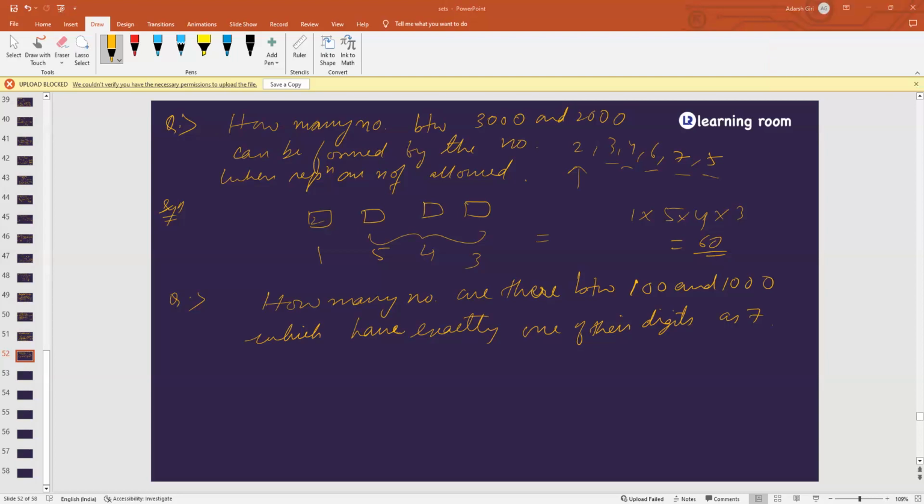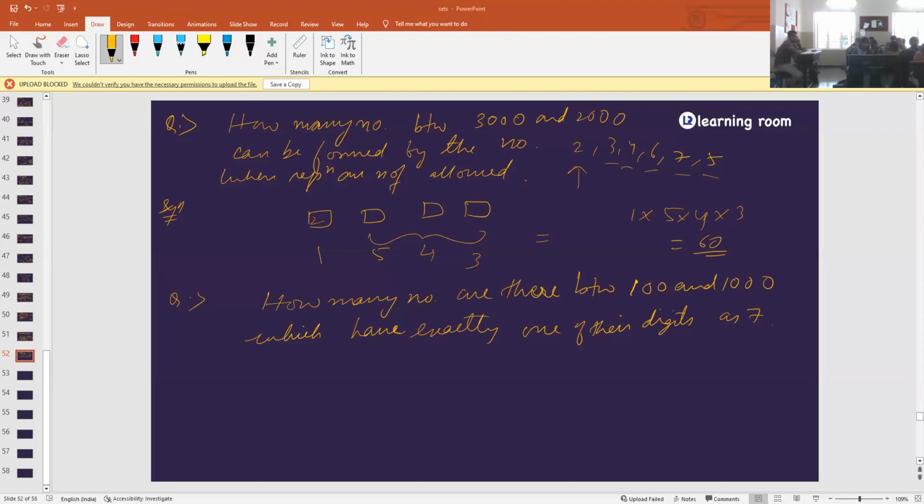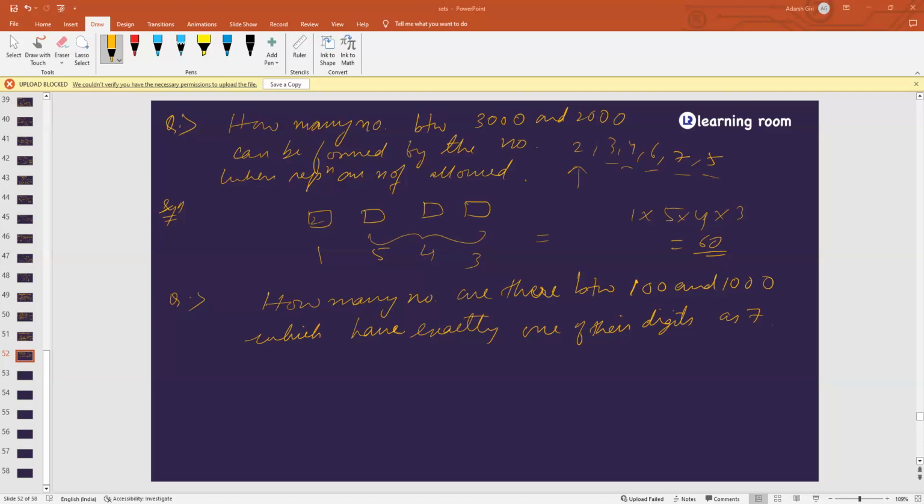Repetition is allowed, sir? Nothing has been said about it. You have to consider 3 cases. The question is exactly like this. You have to consider 3 cases. Find all the possibilities.